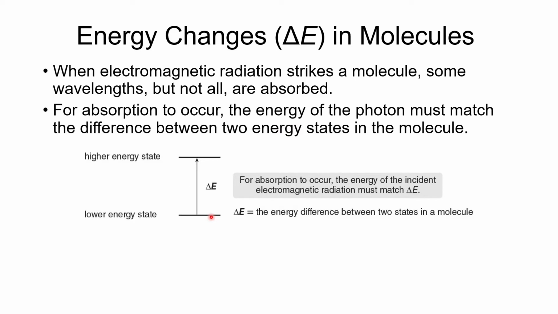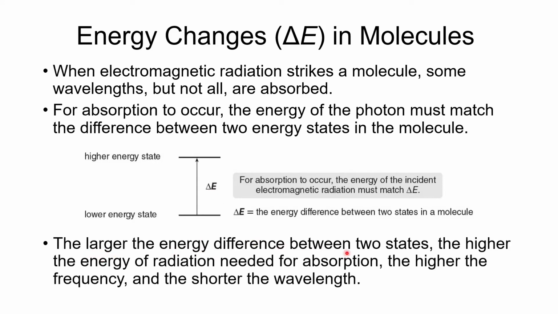So for infrared, if we have a molecule that is in one vibrational state and we have a photon that matches the difference between that vibrational state and another vibrational state, then it can absorb a photon at that range. What we need to do is understand what kinds of things affect this change in energy or change in frequency, because we know frequency is related to this. We'll find that the larger the energy difference is between the two states, the higher the energy of the radiation needed for the absorption.